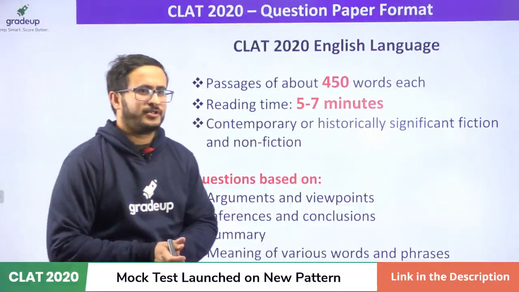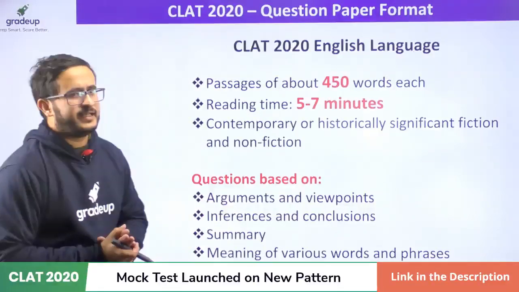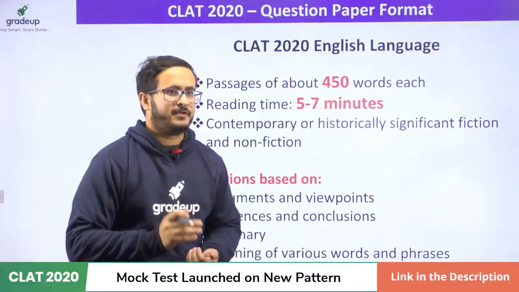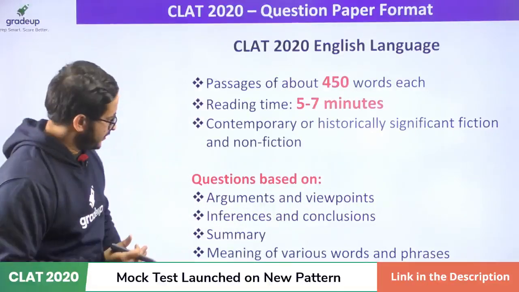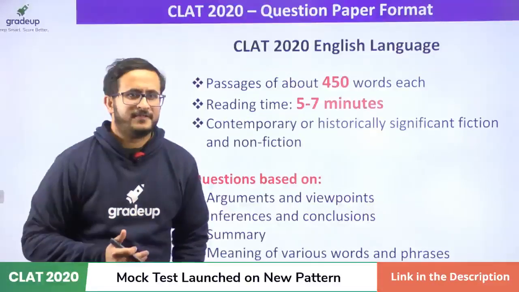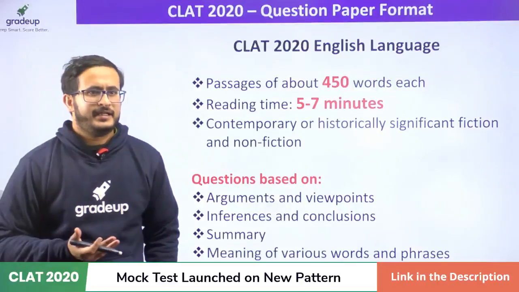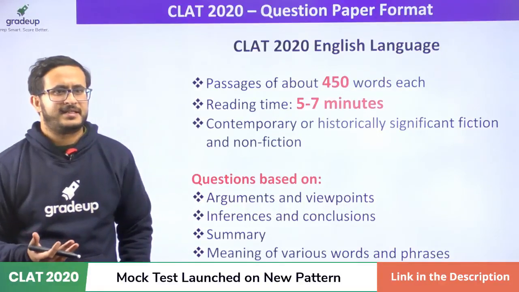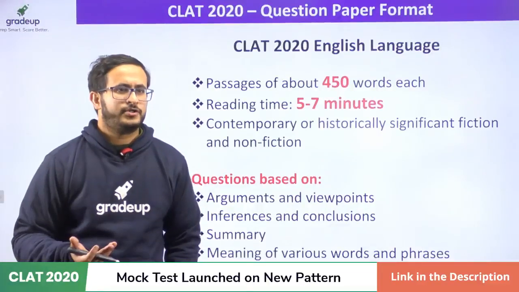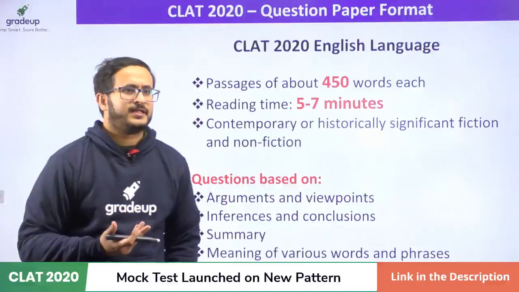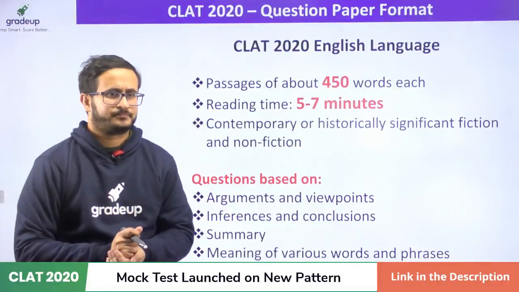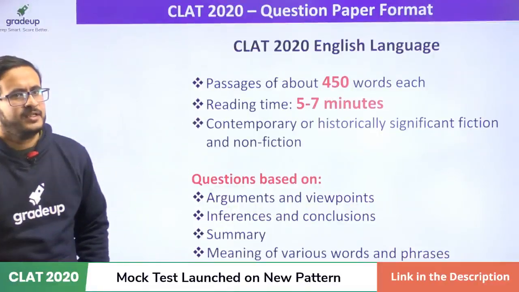So let's first talk about the English section. It has been clearly stated that the entire paper will be reading comprehension based. So there will be passages of about 450 words each. Ideally a candidate should read the passage in 5 to 7 minutes. The number of passages is not known, so you can expect 3 to 5 passages, just an assumption.